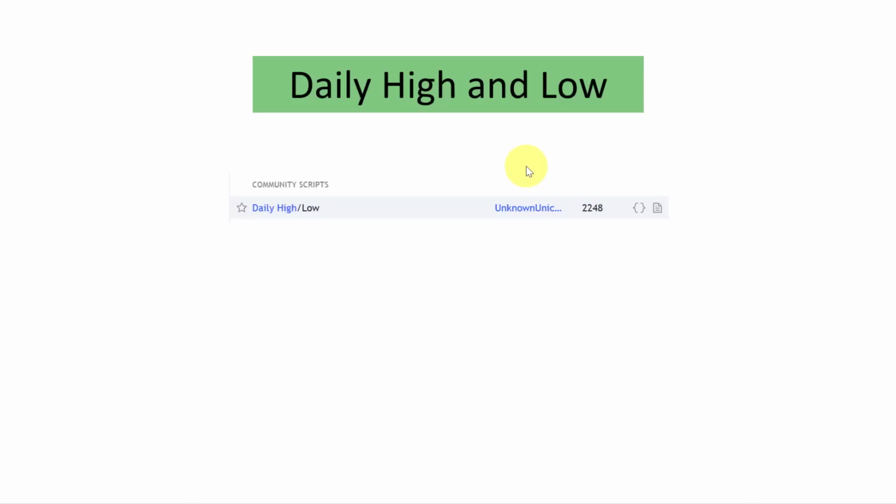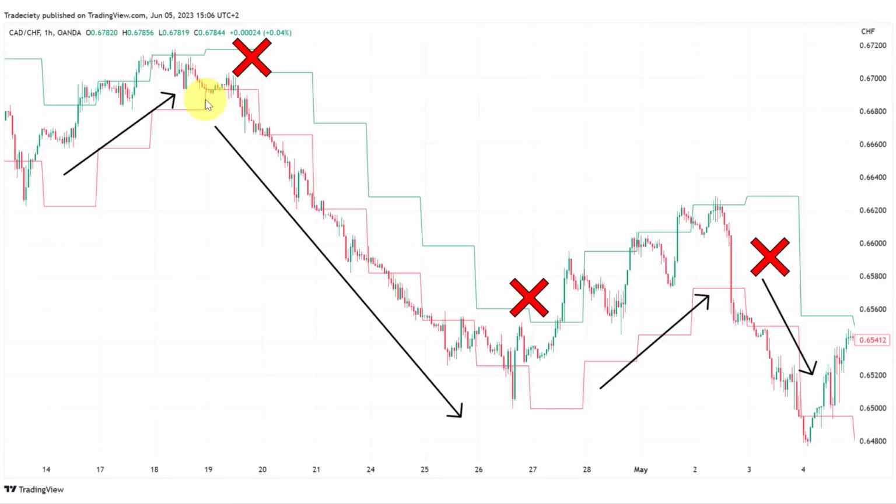Technically you don't need an indicator to plot the daily high-low, but I think it comes in handy. In TradingView, when you search for the daily high-low, this is the one that I'm using. What it does is that it creates a channel around your price action, plotting the previous daily high and low.